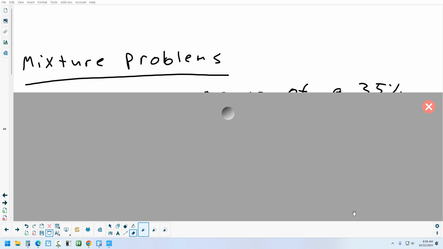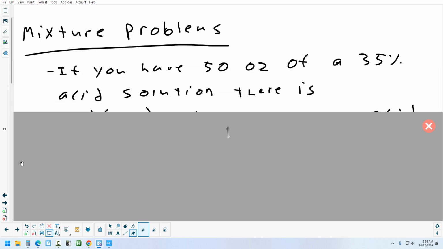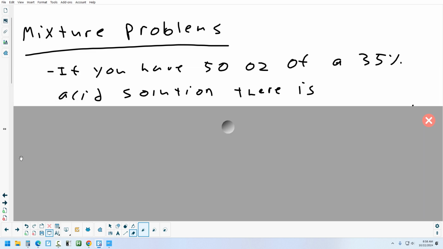Okay, so the last thing we didn't finish up yesterday was the mixture problems. This is going to involve basically two things: making an equation and then plugging it in on the calculator to solve for something. So let's say that you had a solution.